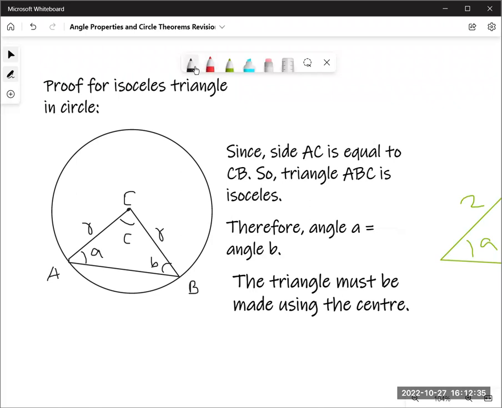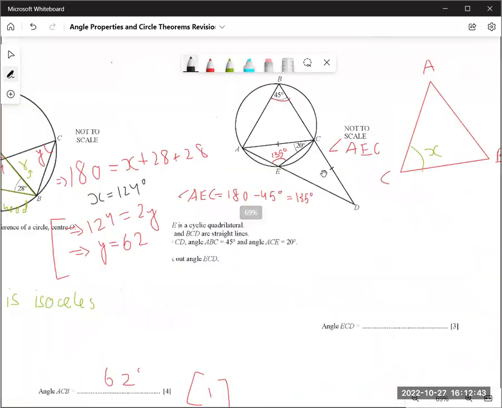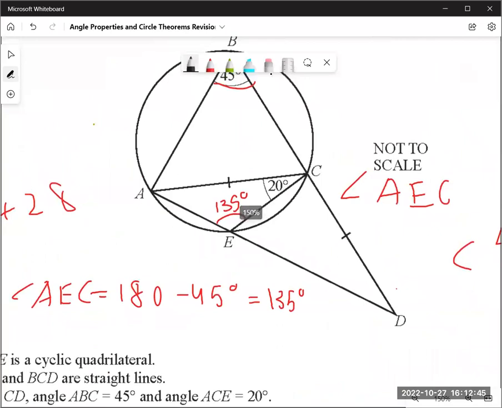Done. Now over here, C was the center. Let's make it O. Now over here, actually, we can't use that rule. Why? Because for that to happen, it must look like this. So these angles would be equal, A and B right here. But it doesn't look like that, so we can't say that's true.